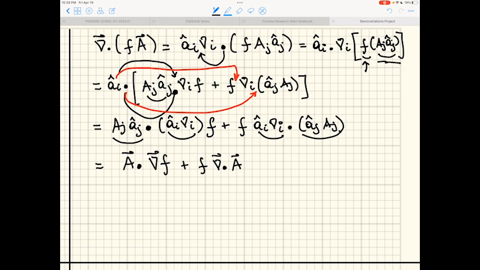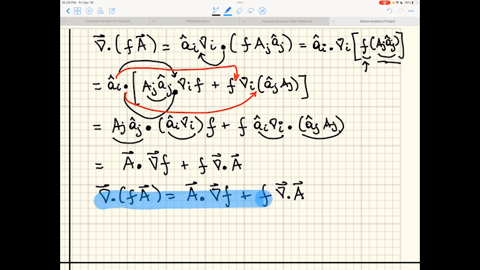Right? So that's the chain rule. The divergence of a function times a vector equals A dot the gradient of the function plus the function times the divergence of the vector. That's the chain rule that we wanted to demonstrate. Okay.